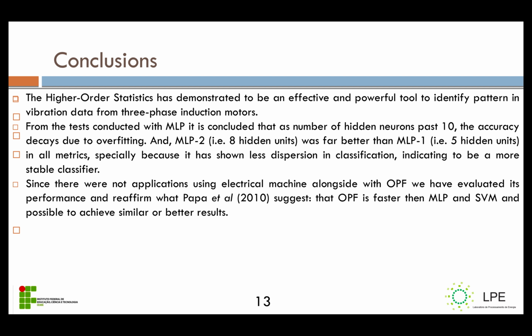This research made it possible for us to conclude that higher-order statistics has demonstrated to be an effective and powerful tool to identify patterns in vibration data from three-phase induction motors. From the tests conducted with MLP, it is concluded that as the number of hidden neurons passes 10, the accuracy decays due to overfitting. And MLP2, i.e. 8 hidden units, was far better than MLP1, i.e. 5 hidden units, in all metrics, especially because it has shown less dispersion in classification, indicating it to be a more stable classifier.